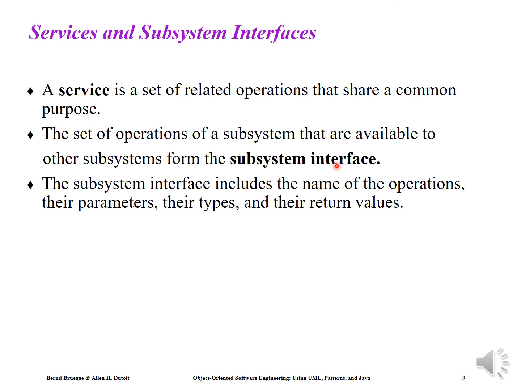You are already familiar with the interface concept in OOP. So what is a subsystem interface? It is a set of operations that a subsystem offers. The subsystem interface includes the names of the operations, like create, edit, what parameters each takes, what the types of the parameters are, whether int, float, whatever the types, and what the return type is.